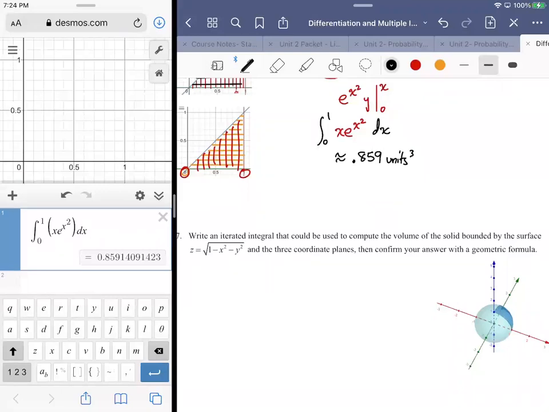So write an iterated integral. That just means multiple integral. That can be used to compute the volume of the solid bounded by the surface and the 3 coordinate planes, and confirm your answer with the geometric formula. So basically, I'm looking for the first octant of a sphere.